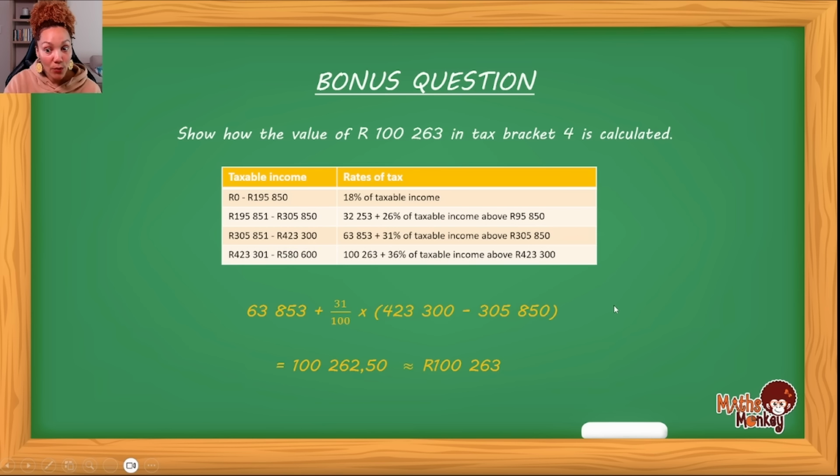So that is how I want you to understand the taxation section, and this is how you would handle a question like this.